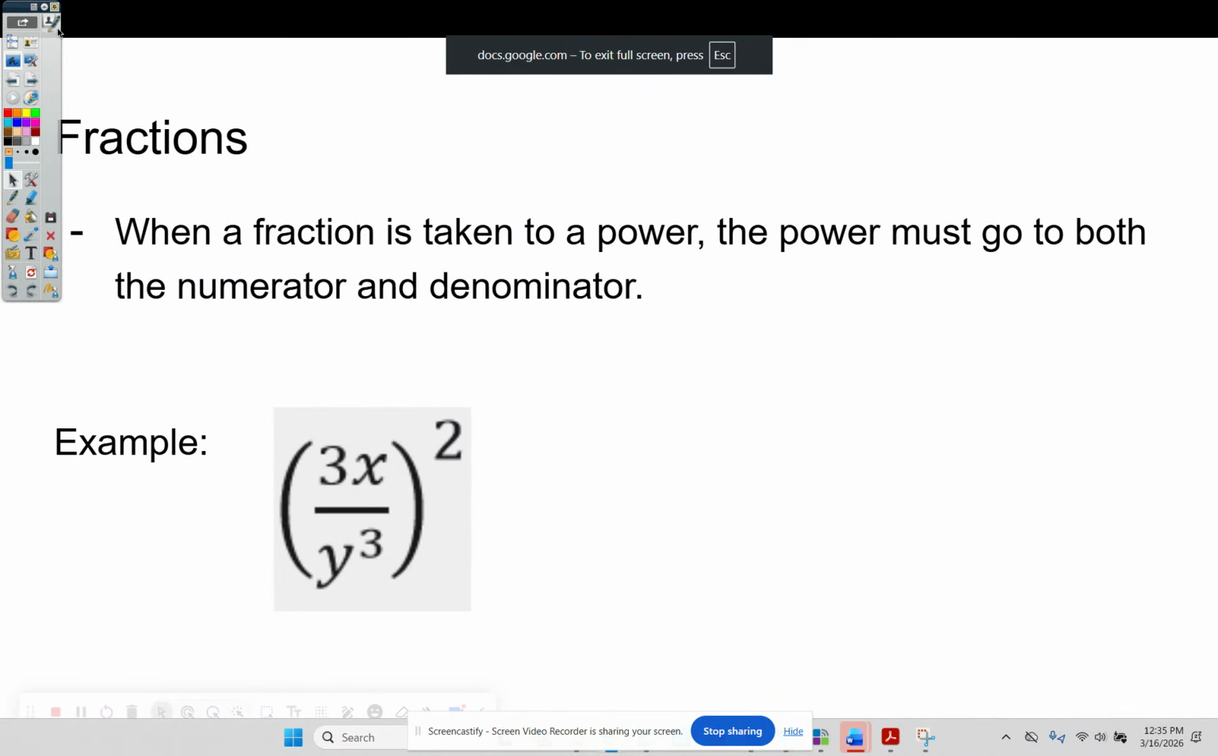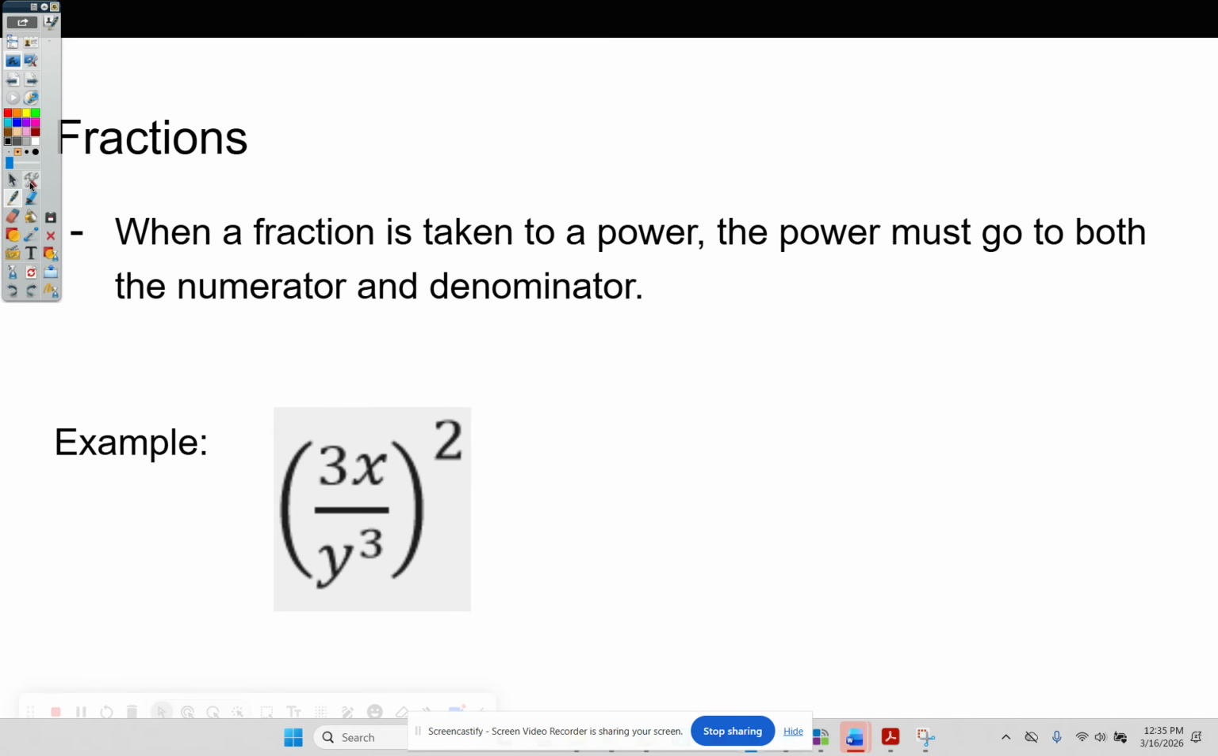All right, so we're going to go over the last exponent rule, which is when you have fractions. So we have fractions to exponents. As you can see here, it says when a fraction is taken to a power, the power must go to both the numerator and the denominator.